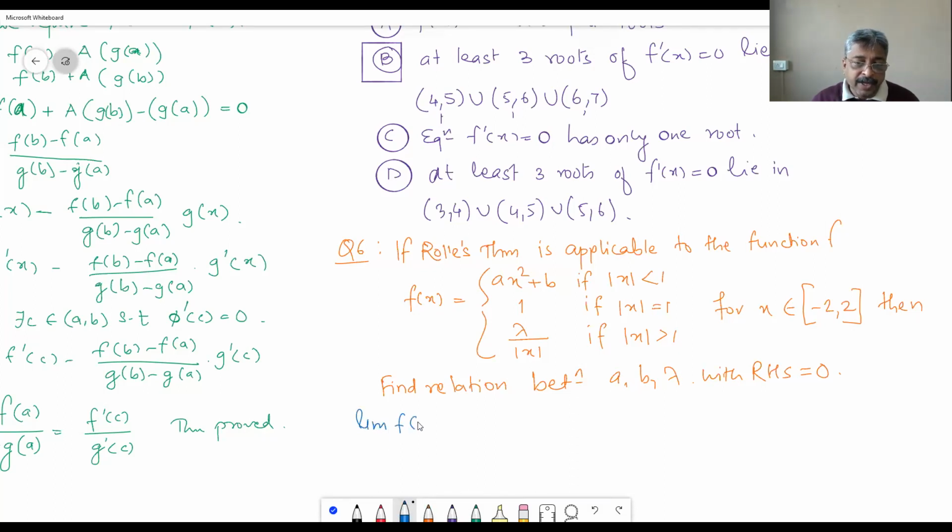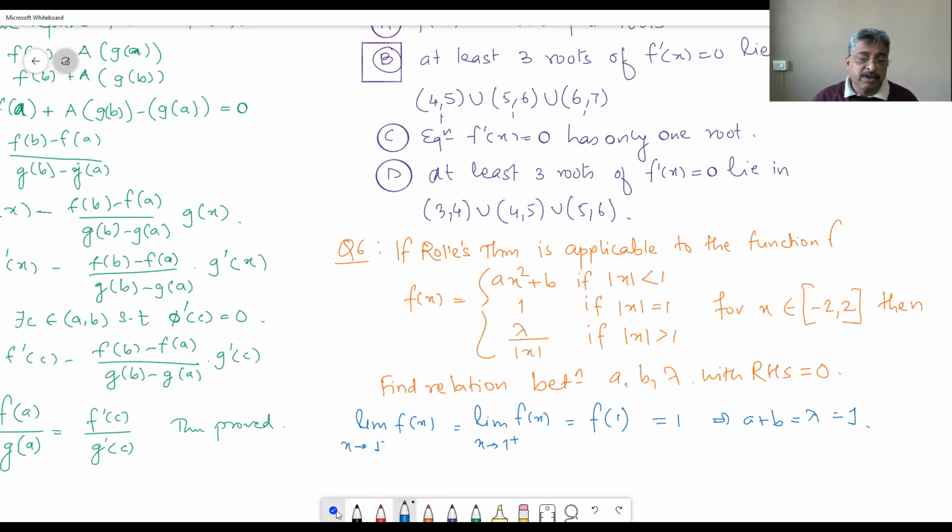Limit f of x as x tends to 1 minus should be equal to limit f of x as x tends to 1 plus should be equal to the value of the function at 1, which is equal to 1. Okay, so what condition are you getting? You will get a plus b if x is equal to 1. So this implies a plus b is equal to 1 and is equal to lambda, which is equal to 1. This is because of continuity.